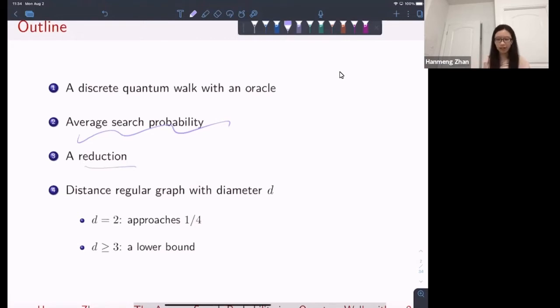Okay, and after that, I will apply our knowledge of distance regular graphs to give a lower bound on this average search probability. This lower bound is a function of the intersection array. Okay, and in particular, when d equals 2, we have all the strongly regular graphs. And using that bound, you can show that this probability always converges to a quarter, regardless of the family you lie in. Okay, and finally, I will talk about some open problems.